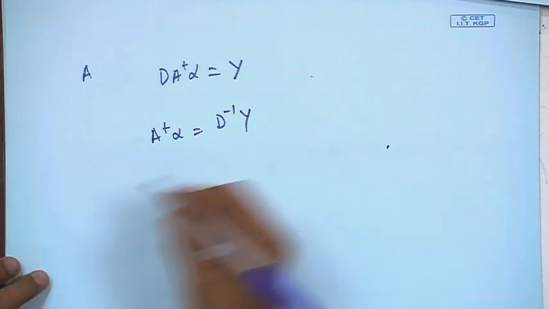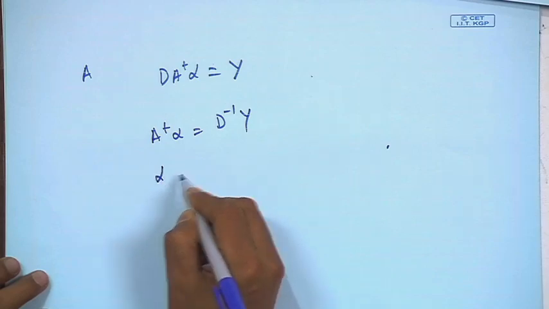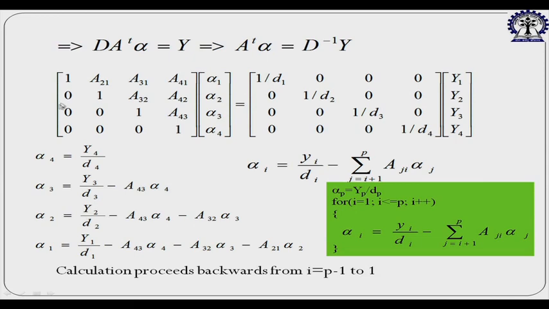D inverse I can easily calculate. Then A transpose alpha is equal to D inverse y. So I put in the A value, the alpha matrix, D transpose and y. Then I can get alpha 4, alpha 3, alpha 2, alpha 1, so we get them in reverse order. We can write the generalized program for this equation.